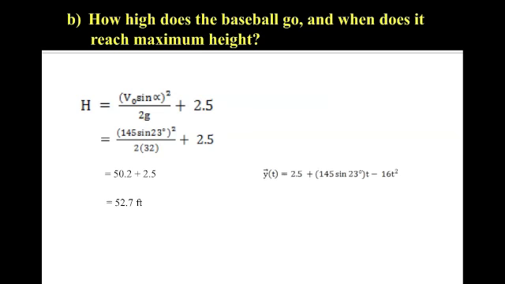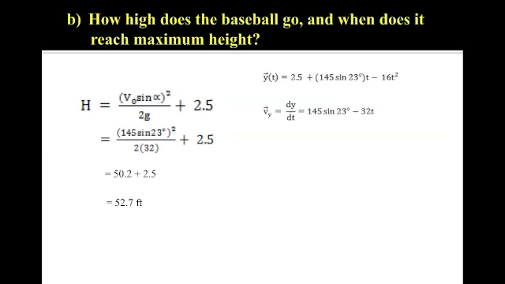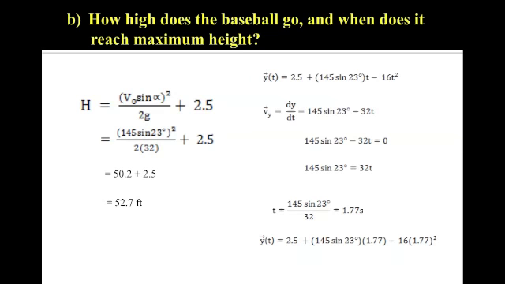Also, we could use the y component method to find the height. First, we differentiate the y component of the position vector to get the velocity for the y component, which is 145 sine 23 degrees minus 32t. When we equate this to 0, you can find the maximum height. And you solve for t, and t becomes 1.77 seconds. And you plug this into the y component of the position vector, and you can get the maximum height to be 52.65 feet, which is almost identical to the one that was found through the height formula.